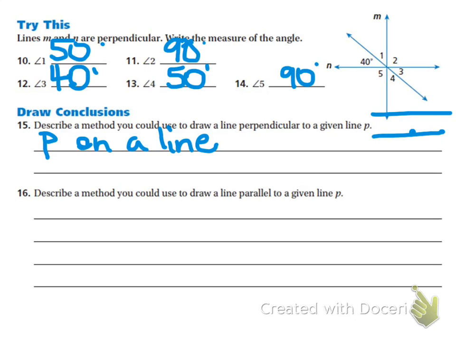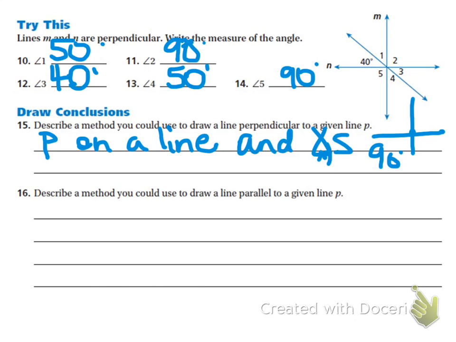Like this? No, those are parallel. How would I draw a perpendicular line? Straight down. Perfect. And they would intersect, and the angles would be 90 degrees. Perfect.